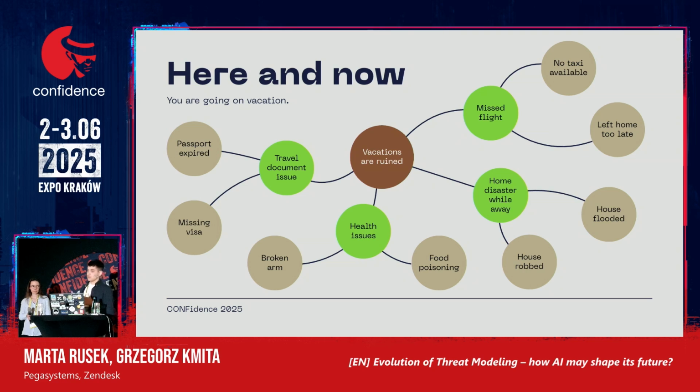And we do all those things naturally because we think that maybe something might happen and we want to protect from those things. And if we do that from day to day, why shouldn't we do that to our software as well?